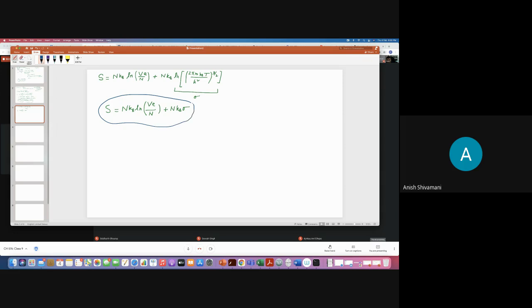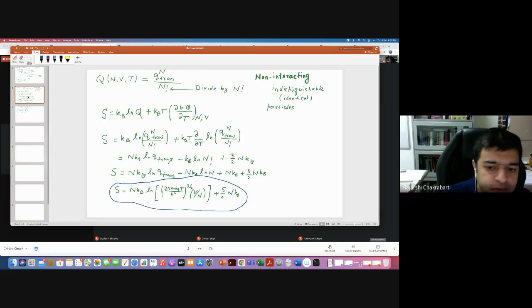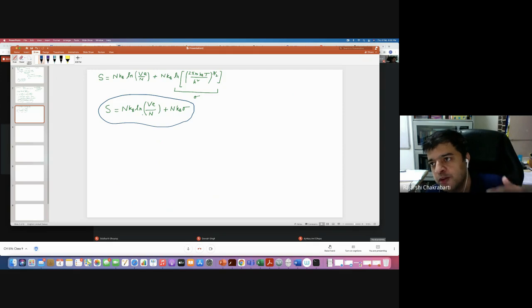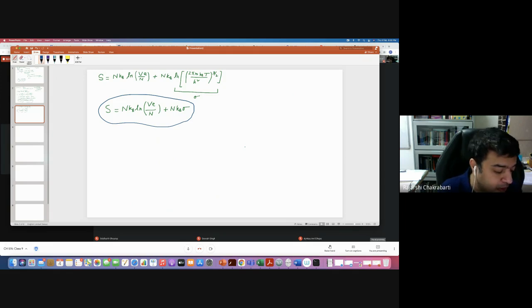Yes, sir. Because we had 5 by 2 kbt, no? 5 by 2 nkb, which is 3 by 2 nkb plus nkb. So 1 nkb I have put it here, because nkb is nkb times ln of e, which is this. Then the other part I put it like this. So now I have to use this formula in order to calculate the entropy. So what is the initial entropy then?